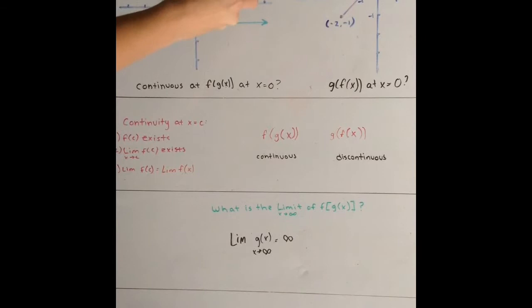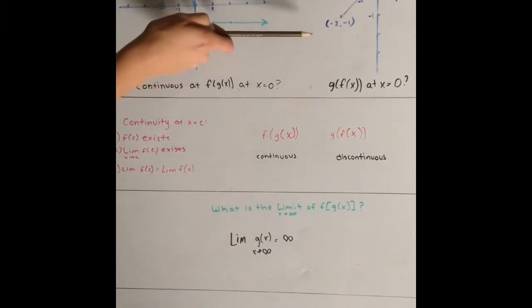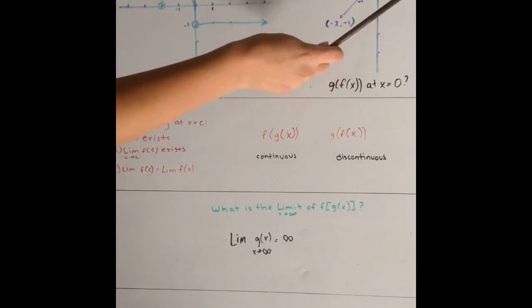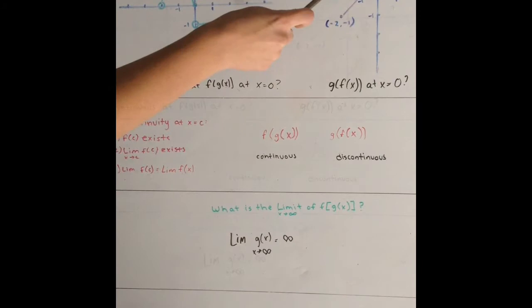Now if we look at the rules of continuity, this doesn't follow the rule that the value of the limit as x approaches from the left is equal to the value of the limit as x approaches from the right, because the value of the limit as x approaches from the left is equal to 1, and the value of the limit as x approaches from the right is equal to 2.